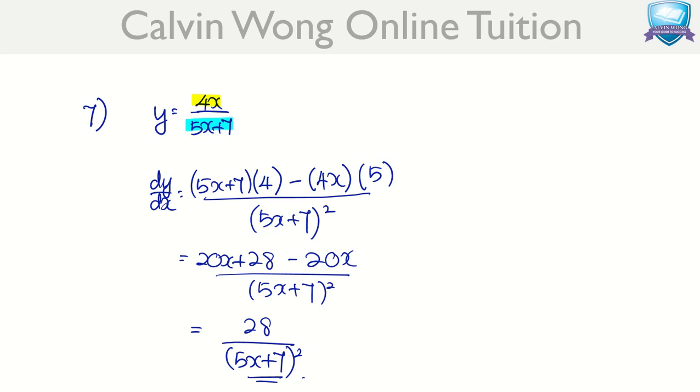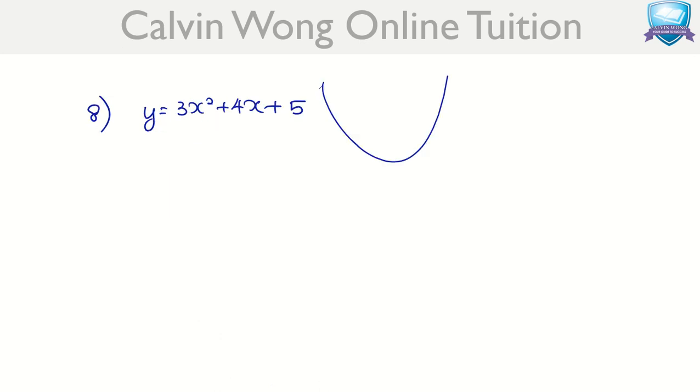Okay, next, let's look at question number 8. This is a quadratic, simple. Then the question will ask you to find the gradient of the tangent at a certain particular point. This is called the tangent. At this particular point, let's say x equals 1. Or sometimes they ask you to find the gradient of the normal. This one is the normal. Find the normal when x equals 1.